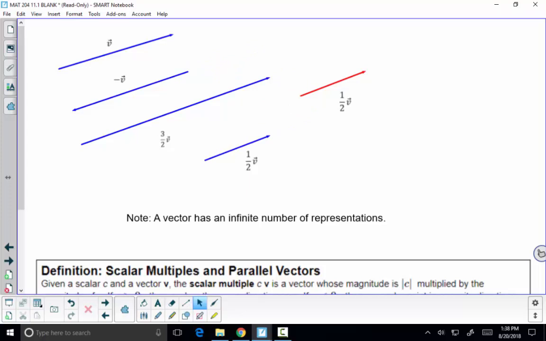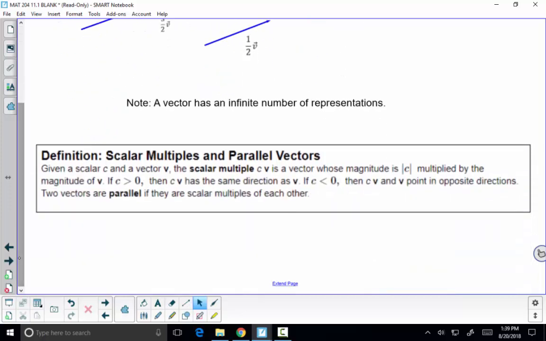The representation that emanates from the origin is called the standard position. So if you have a vector where the initial point is the origin, then we say that vector's in standard position. But otherwise, you can be anywhere you can imagine. You can put it wherever you need it. Anywhere you need it.